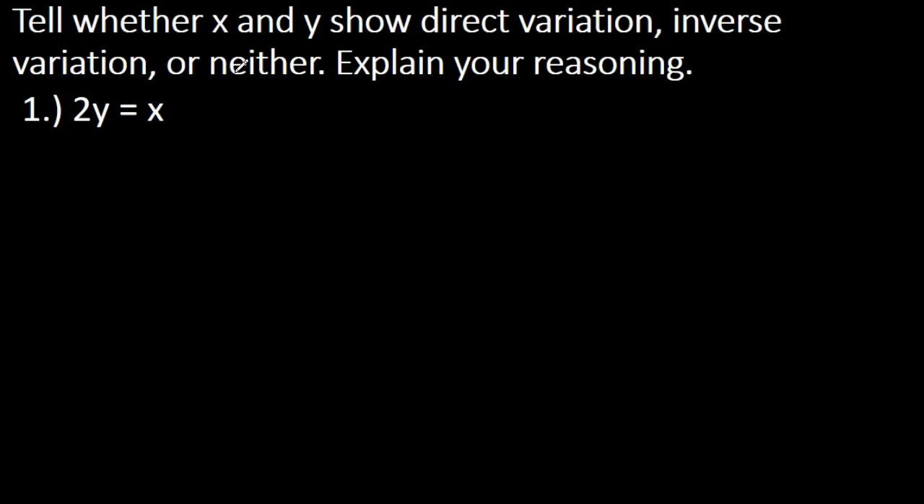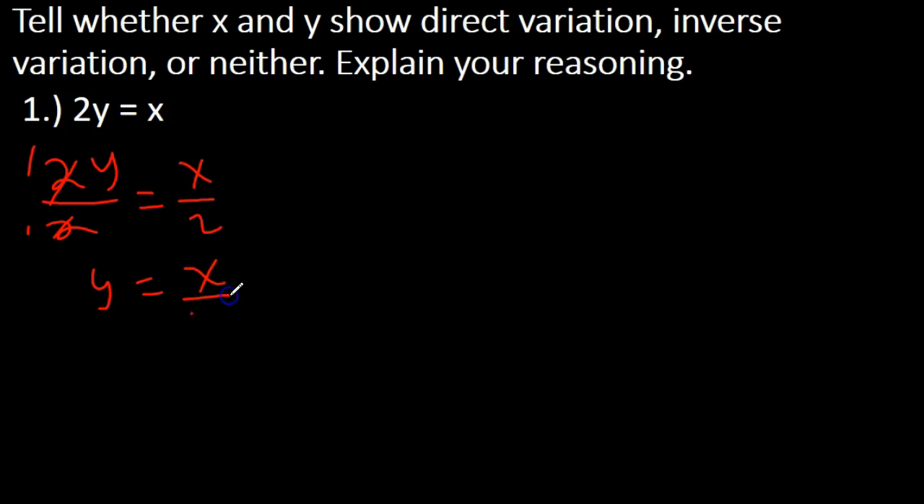Tell whether x and y show direct variation, inverse variation, or neither. Then explain your reasoning. Okay, so we are given 2y equals x. So first of all, solve for y. To get y by itself, we notice this is 2 times y, so the inverse of multiplication is division. So we're going to divide both sides by 2 to get rid of the 2. So that's y equals x over 2.